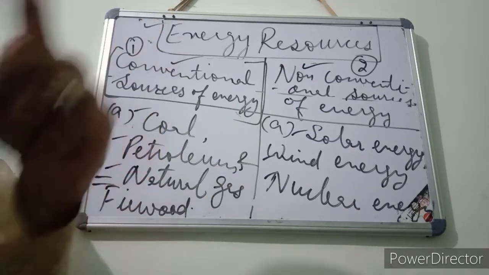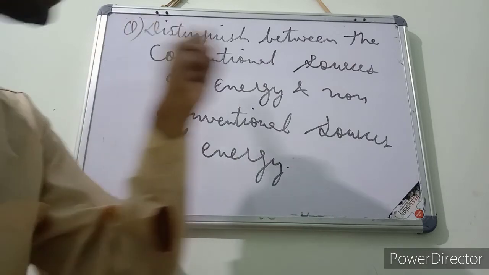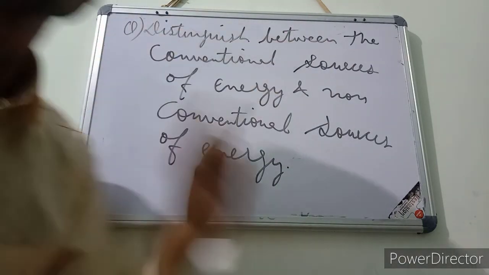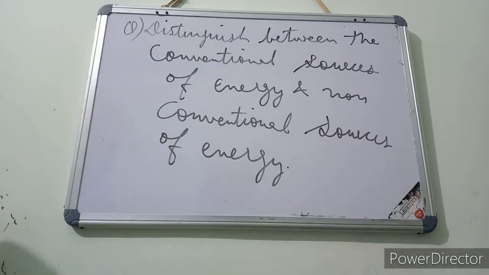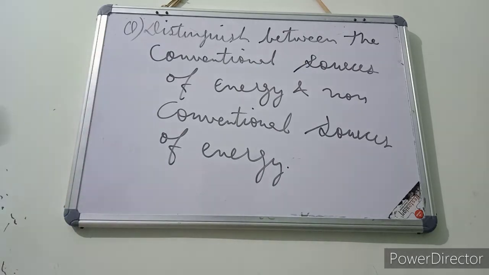ठीक है, इसकी definition आपने खुद लिखनी है. We have discussed it. So you have to write this question also, that distinguish between the conventional sources of energy and the non-conventional sources of energy. Is that clear? So this was our topic about the energy resources, along with its examples. You have to learn this topic and you have to write these question answers in your textbooks.